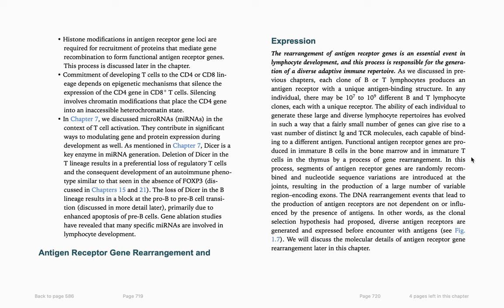In this process, segments of antigen receptor genes are randomly combined, and nucleotide sequence variations are introduced at the joints, resulting in the production of a large number of variable region encoding exons. DNA rearrangement events that can lead to the production of antigen receptors are not dependent on or influenced by the presence of antigen. In other words, as the clonal selection hypothesis had proposed, diverse antigen receptors are generated and expressed before encounter with antigen. We will discuss the molecular details of antigen receptor gene rearrangement later in this chapter.